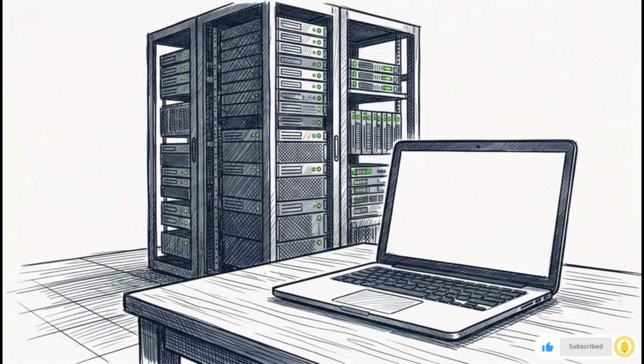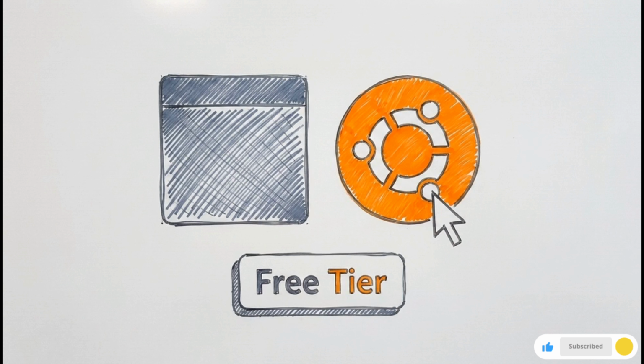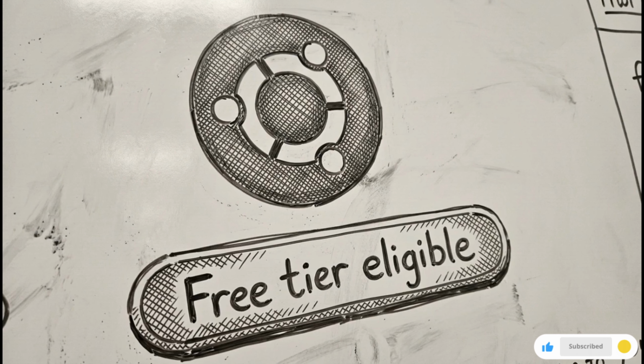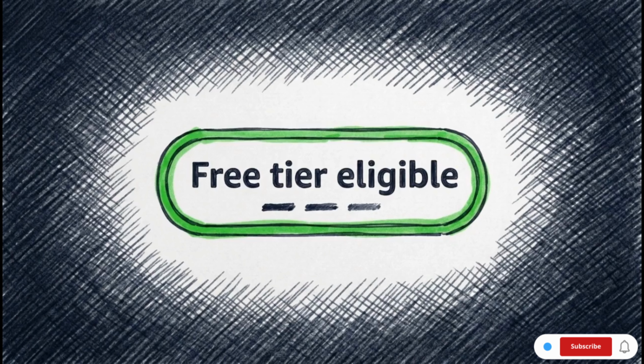Next, we choose the operating system. While your personal laptop might run Windows, the vast majority of web servers run Linux. So skip the Windows option entirely and select Ubuntu. Before you scroll down, look right below the Ubuntu logo. You need to see the free tier eligible badge. This is your visual confirmation that this OS selection won't trigger any billing.